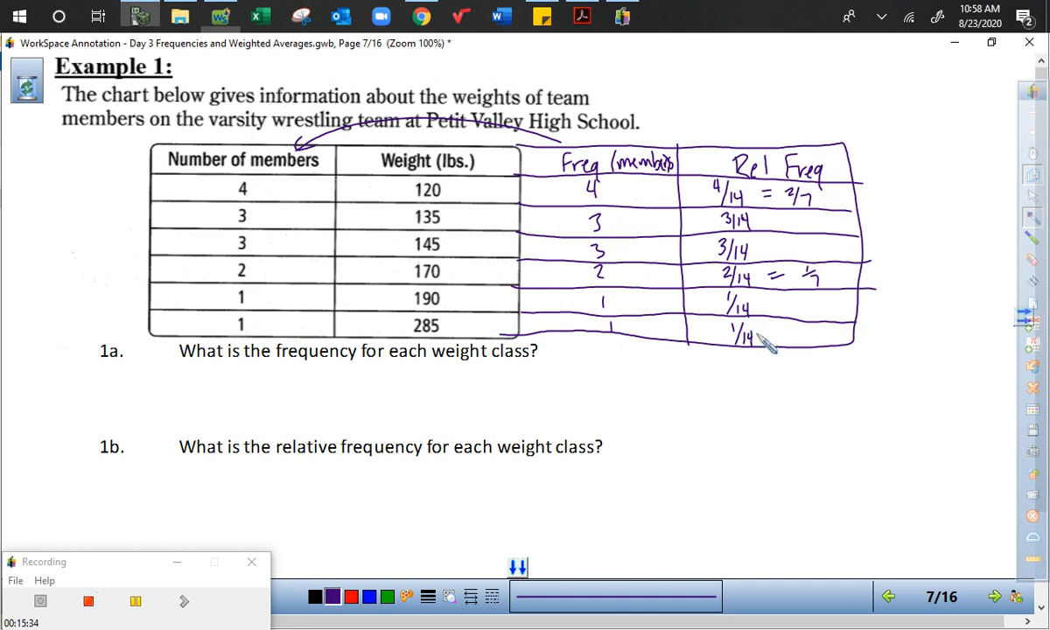Now, what's really important to note here, frequency is always going to add up to the total. Our total was 14. So that table always has to add up to the sum there. And then here, this column always has to add up to 1, because we're thinking about this as 100% of all of our data. Okay, so that takes care of that. Just give you a little bit of help on your homework.